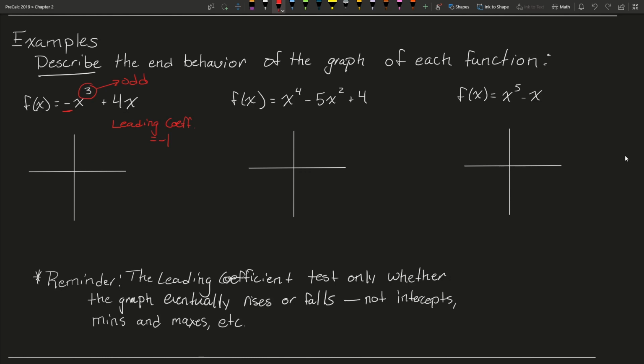Okay, so now our graph will start up top, and it'll eventually end down below. So f of x will go toward positive infinity as x approaches negative infinity, and f of x will approach negative infinity as x approaches positive infinity.